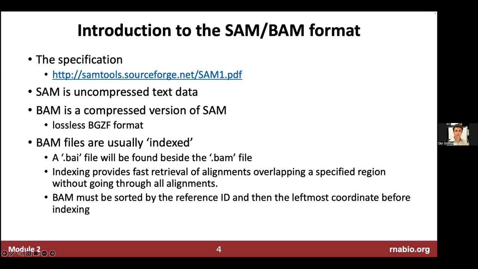I think you've just created some BAM files. I'll say that this would be a good time to just step back and explain a little bit how they work. So this was mentioned before, but SAM and BAM are basically the same thing. SAM is just the uncompressed version of the BAM file, or BAM is the compressed version of the SAM file. BAM files are usually indexed, so you really can't use a BAM file without it being indexed usually. And I think you guys have already created your indexes as well, right?